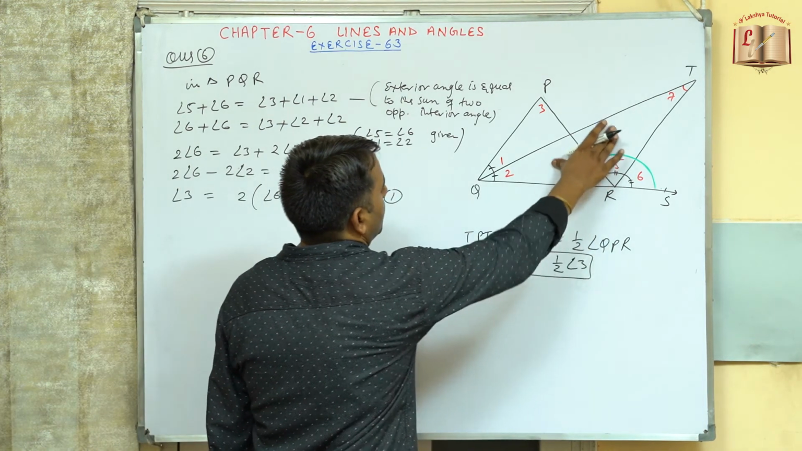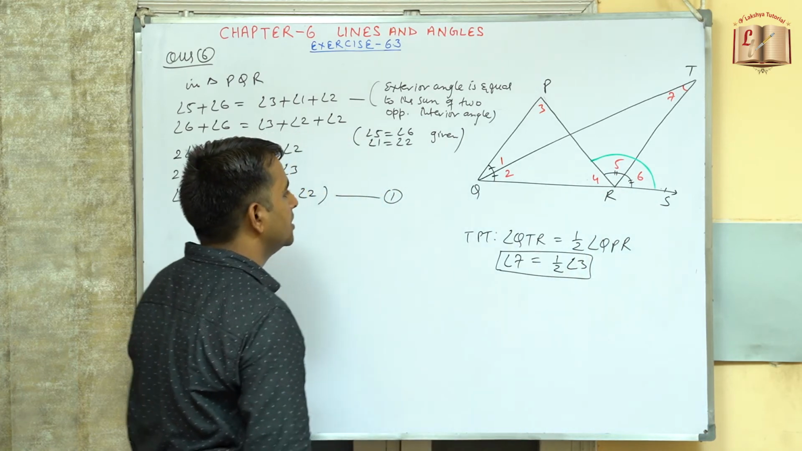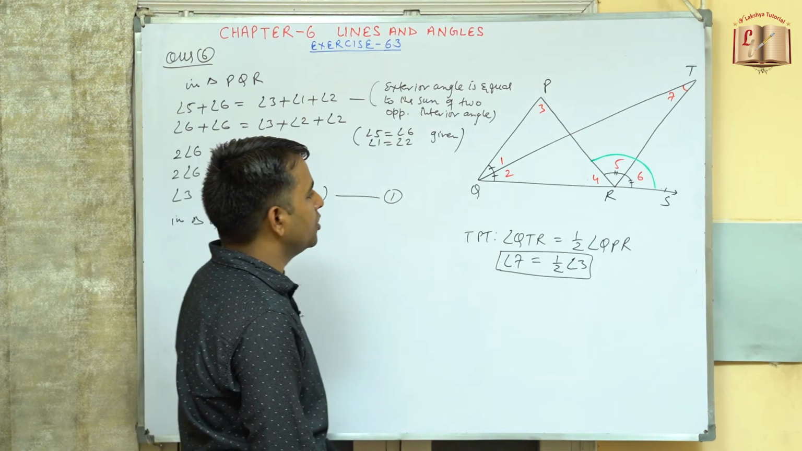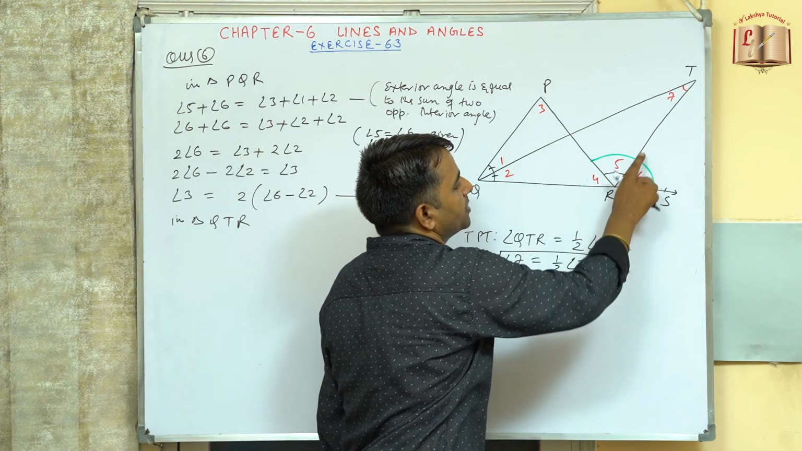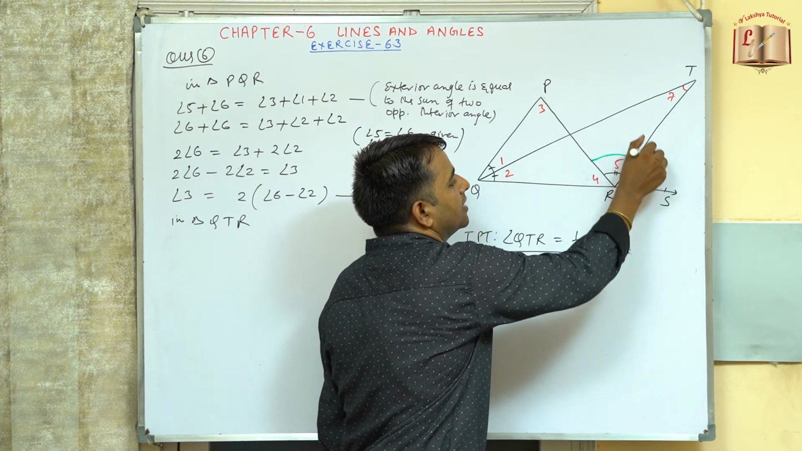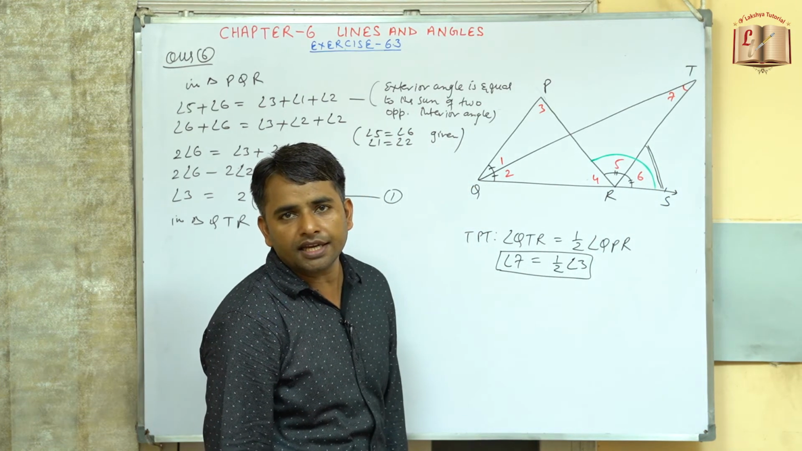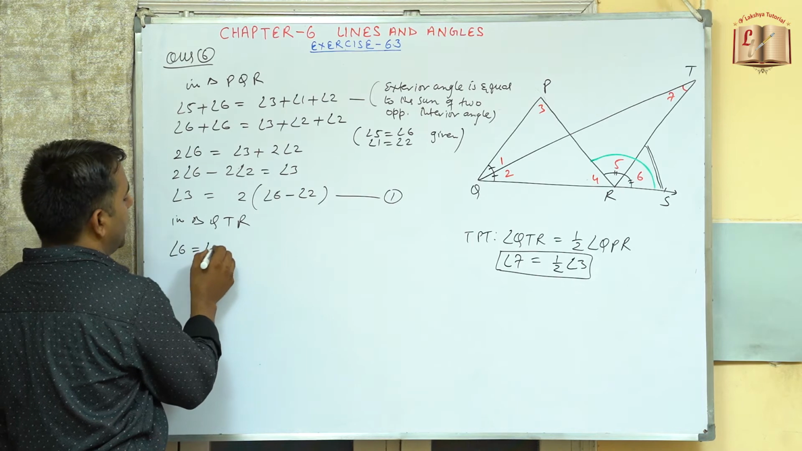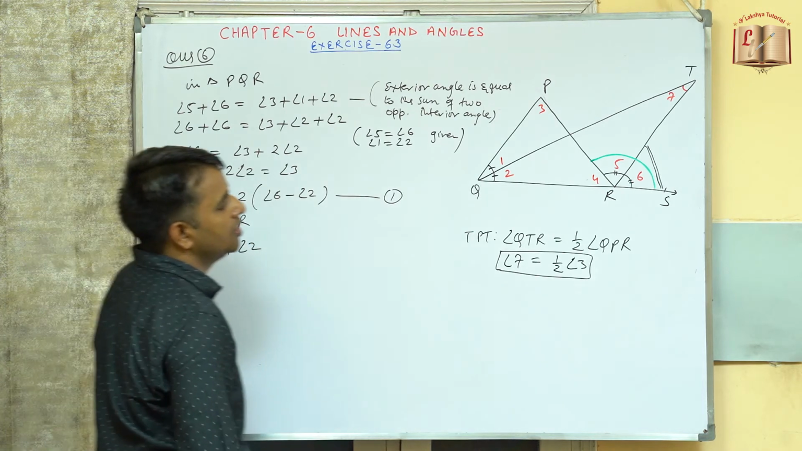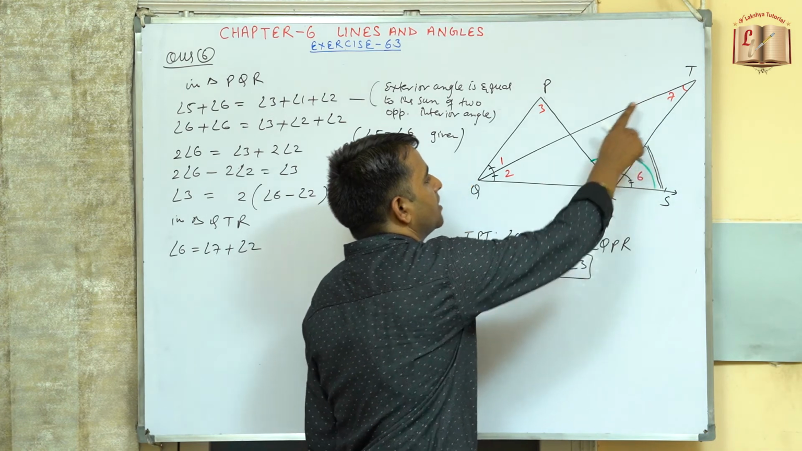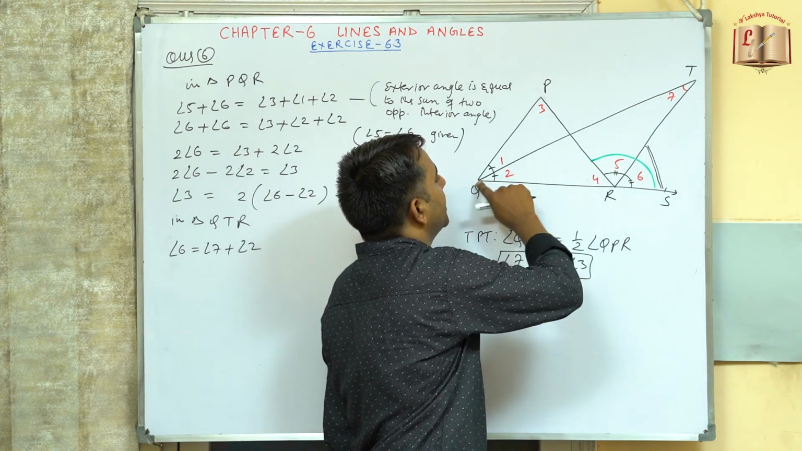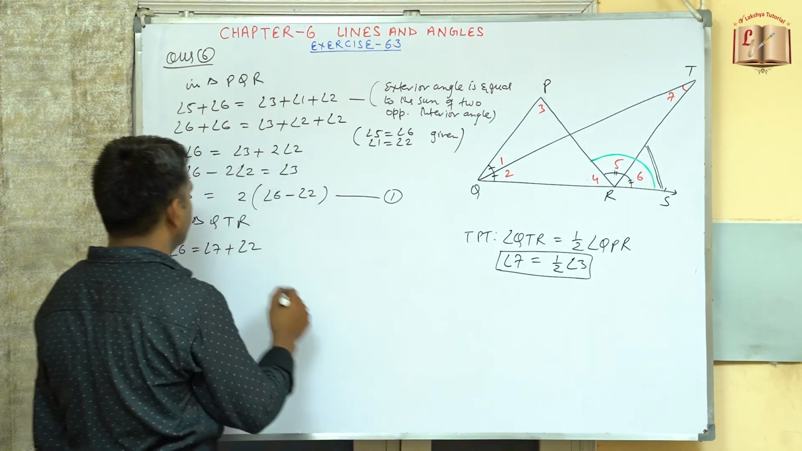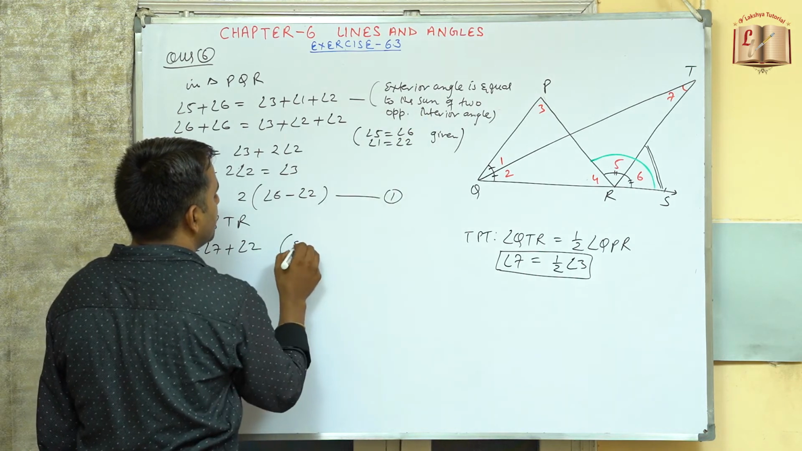Now in triangle QTR, angle 6 is an exterior angle. So in triangle QTR, angle 6 is equal to angle 7 plus angle 2, because angle 6 is the sum of two opposite interior angles. For this triangle, this is the exterior angle and these two are the opposite interior angles. So I can write the same statement.